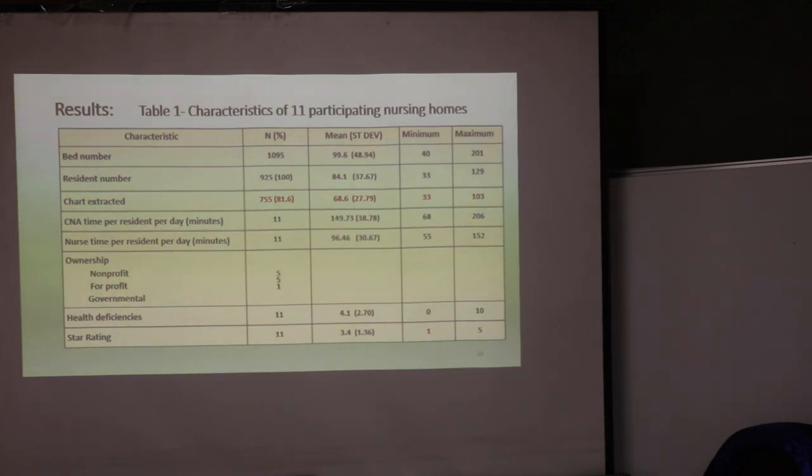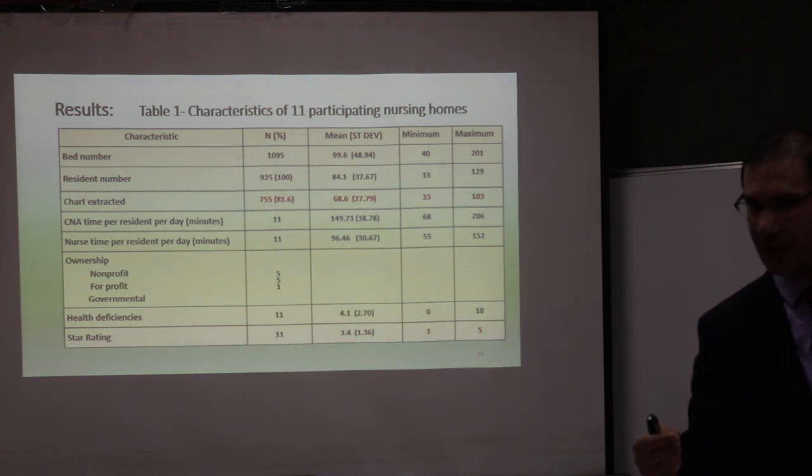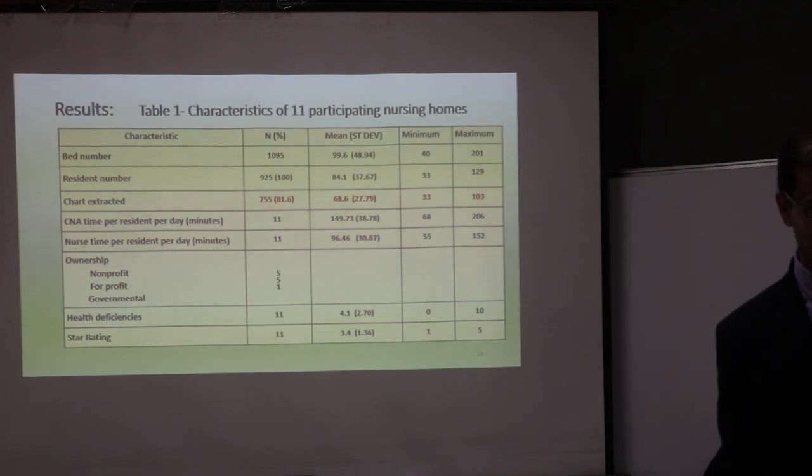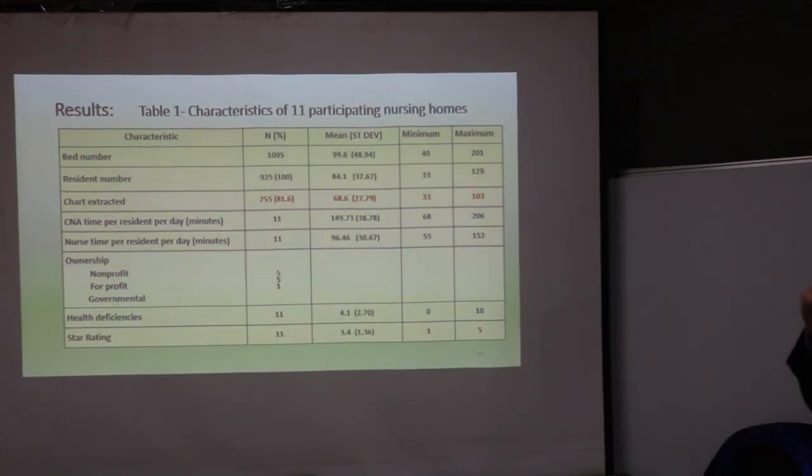So now my results. Characteristics of the 11 nursing homes. It took me 1 year to recruit 11 nursing homes. They were very concerned about bringing an outsider to their homes. They are private settings. They don't allow someone from outside to come to their homes, especially the 5-star ones, because of the reputation.